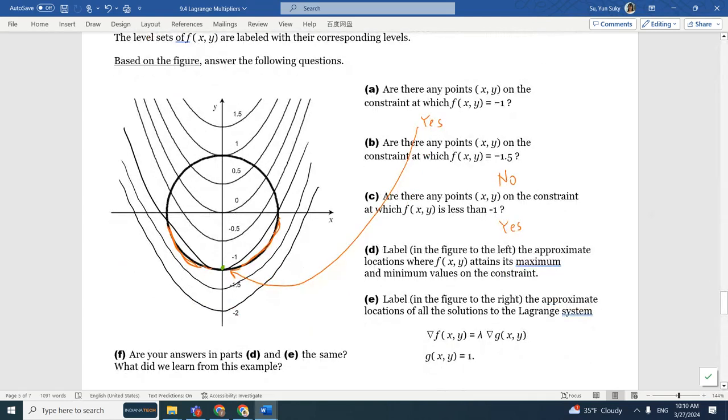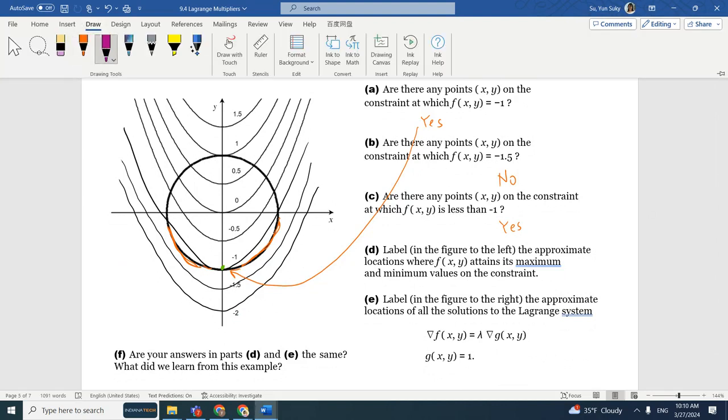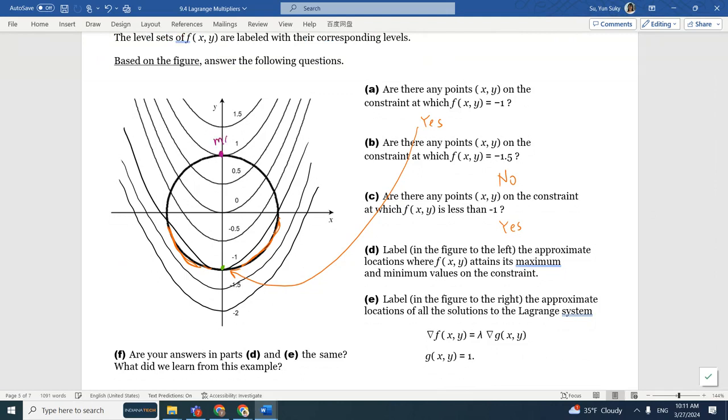Label in the figure to the left the approximate location where f attains its maximum and minimum on the constraint. So let's label the maximum. I would say this is the max. Do you agree? Yeah, because that direction has bigger values. That's the max. And the smallest, because this is -1, going in this direction will be smaller, right? So I would say probably this point and this point will be the minimum.